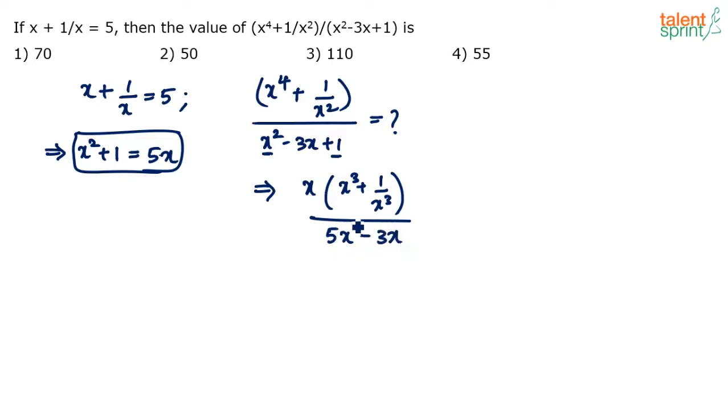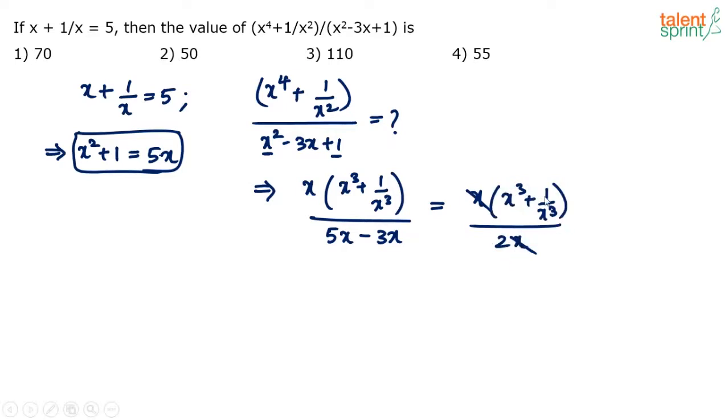So 5x minus 3x is 2x, and x by 2x will lead to cancellation of x there. So I think we are close to getting the answer, right? We have x into x cube plus 1 by x cube divided by 5x minus 3x, which is 2x. So x and x get cancelled. Now all we need to do is find out what is x cube plus 1 by x cube. Get that value, and once you get that value, divide by 2 to get the final answer.